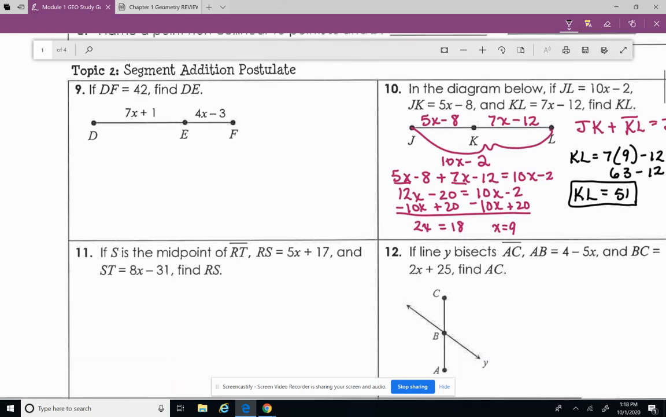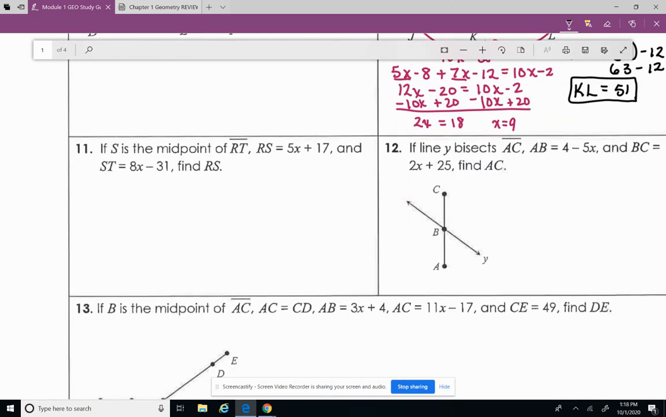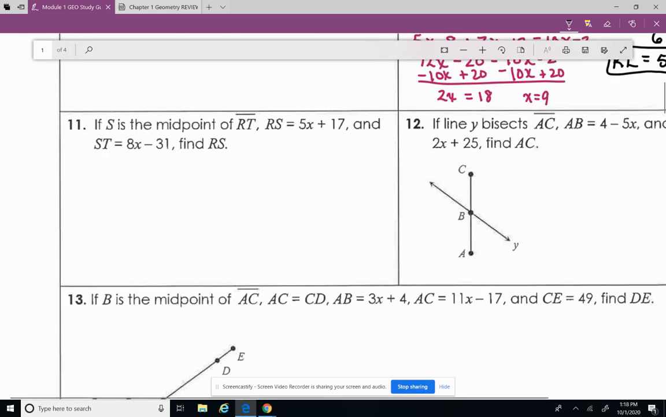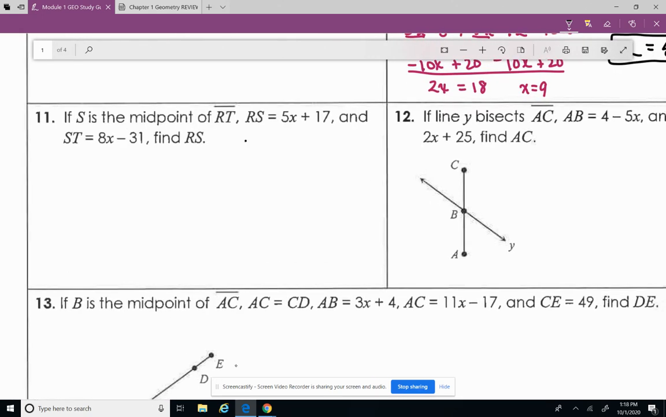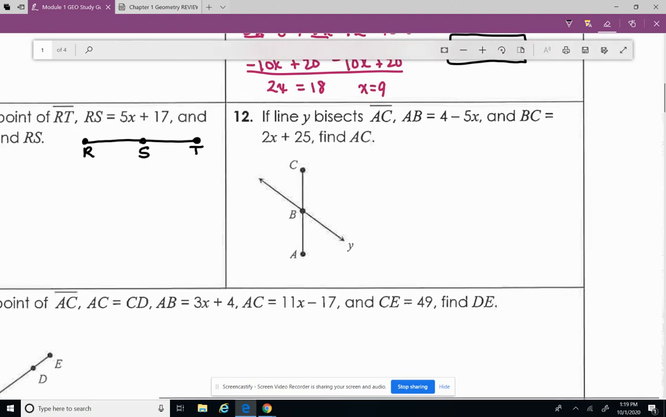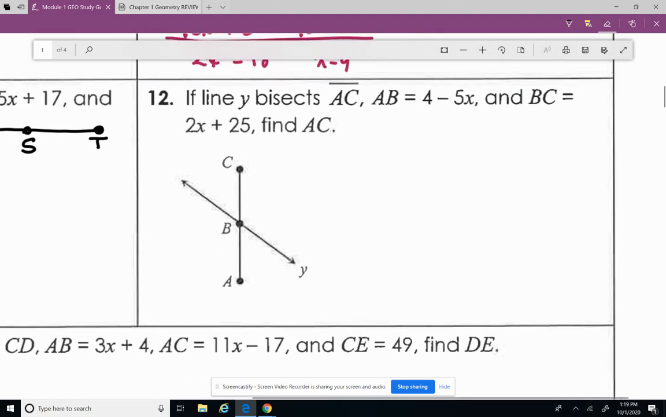All right, for number 11, go ahead and write it down, and we're just going to draw a picture. You're going to end up doing this one for homework. I want to draw this picture, though, because when in doubt, draw it out. It says that S is the midpoint of segment RT. So you want to make sure you have that picture for number 11. Okay? All right, we're going to move over and we're going to do number 12.